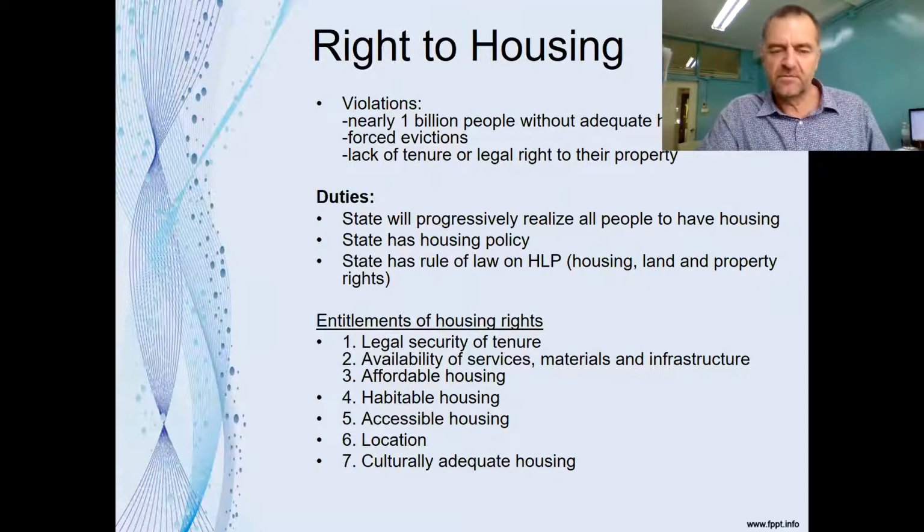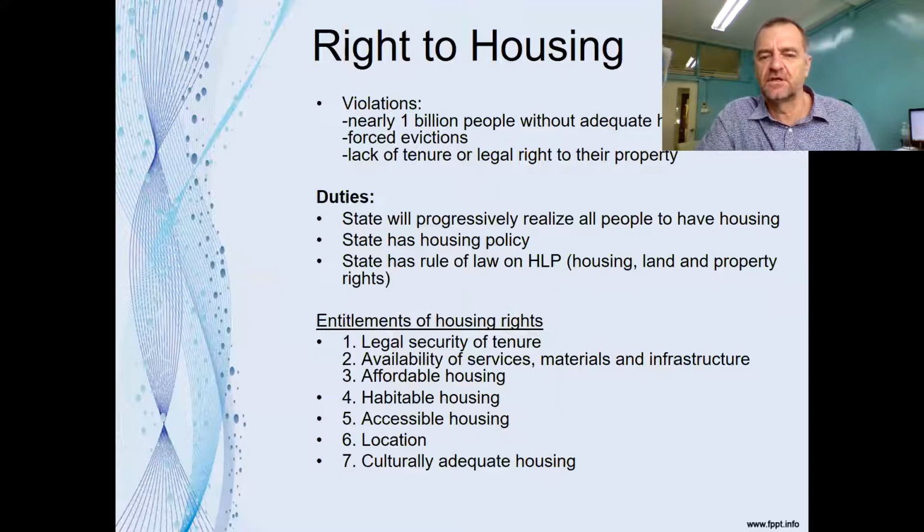Remember, in housing, there's 1 billion people without adequate housing. We have huge problems of lack of tenure or forced evictions in the region, particularly Cambodia and Myanmar, but most countries have problems of forced eviction. Now, in terms of the duty of the state, it should progressively realise that all people have housing, which means dealing with homelessness, or dealing with people living in, say, illegal or temporary shelters. The state should have a housing policy. I see some states have very good housing policies, like, for instance, Singapore, where there aren't that many homeless people. We see other countries where there are significant problems of homelessness, say Japan and South Korea. The state should have rule of law then on housing, land and property to ensure that people have their security to live there.